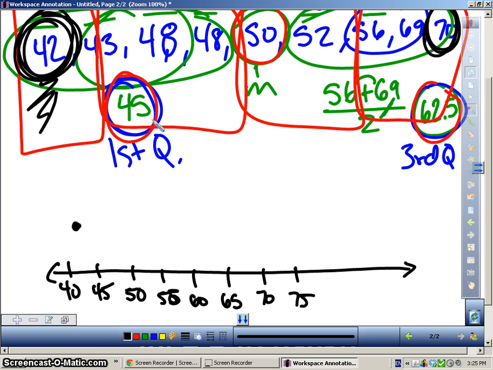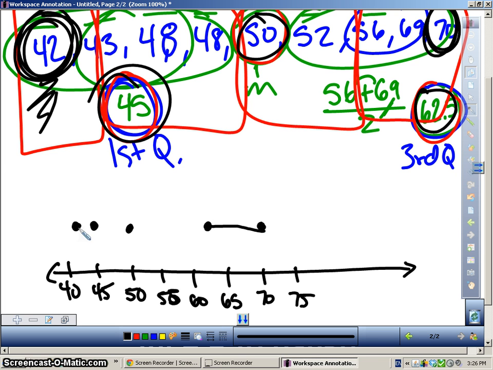The next thing, I've got my first quartile. That's 45. I put that right above the 45. The next thing I have is my 50. That goes right above the 50. Next thing I have is 62.5, so 62.5 is right around here. And then my last number is 70. When I draw my box and whisker plot, I draw my whiskers out, and then I draw my box around the rest of the data, and one line for my median. And that is it. That is a box and whisker plot.